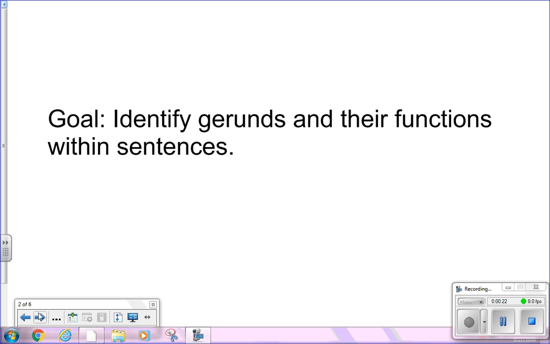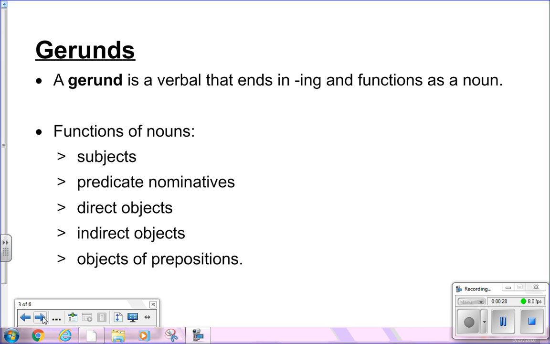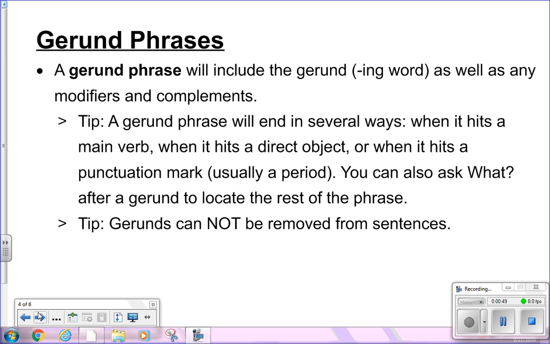Gerunds are easy to find. They are verbals, words that look like verbs but act as nouns, and they always end in ing. A gerund phrase includes the gerund, the ing word, as well as any modifiers and complements. Now, a gerund, because it's a noun, can function in 5 different ways. It can act as a subject, as a predicate nominative, as a direct object, as an indirect object, and also as an object of the preposition.